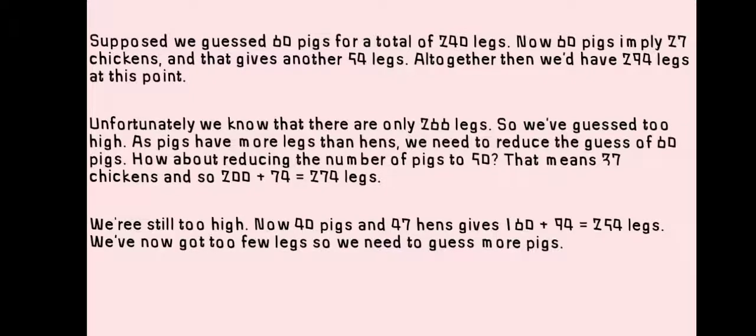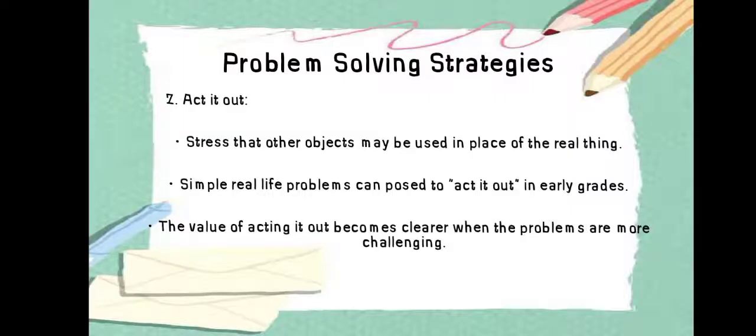What we do now is the guess and check, guess and improve method. You should be able to see how to oscillate backwards and forwards until you hit on the right number of pigs. So guess and improve is a method of solution that you can use on a number of problems. The next is act it out.